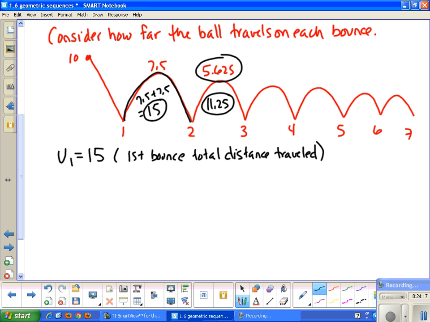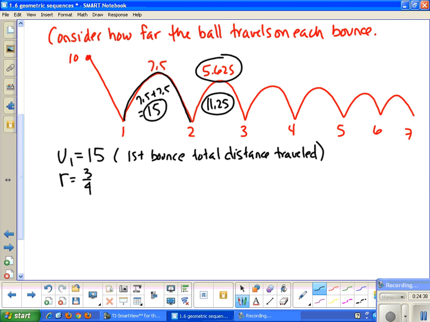Now, for that, we can come up with a formula for the nth bounce because we know that the ratio would be equal to 3/4. Now, notice this time, I didn't start with u sub 0 equals 10. And again, the reason I didn't do that is because I'm not finding the height of the bounce, I'm finding the distance traveled. So we'll have to take that into account later.